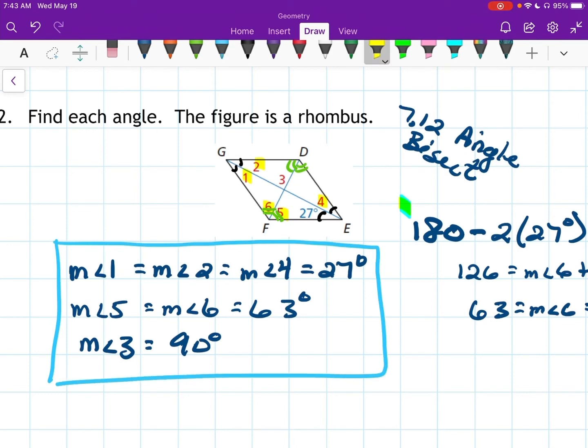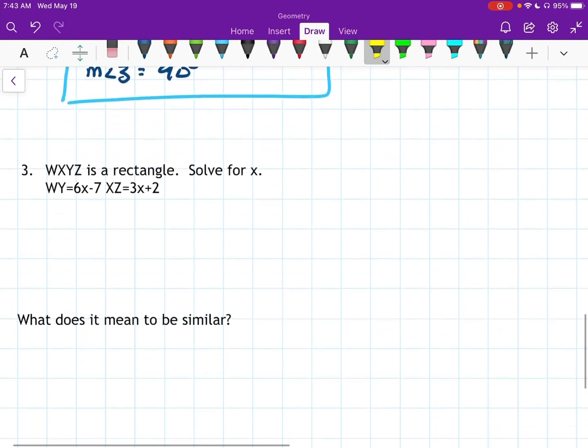Now on your homework, you're going to have some that have a bunch of angles that are equal. I suggest you write it the way that I have, that all these angles are equal. You could write them all out, like measure of angle 1 is 27, measure of angle 2 is 27, measure of angle 4 is 27. This is just the shorthand way to do it, and this is the way that I like to do it. So let's move on and look at number 3.